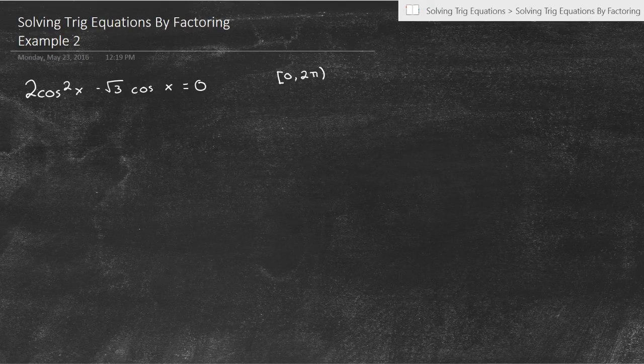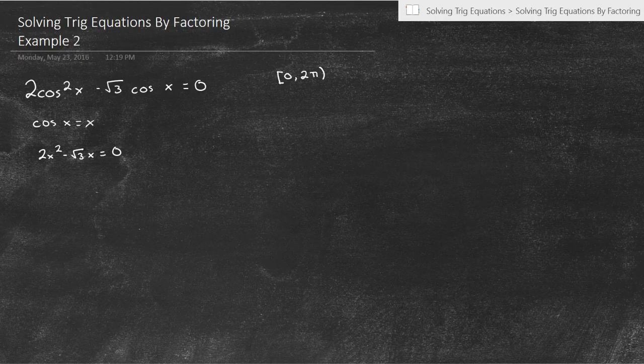Hey, so today we're going to do our second example of solving trig equations by factoring. And in this one, again, what I want to do first is change these cosine x just equal to x so I can see it a little better and understand what I'm working with. That's just a preference here. So we've got 2x squared minus square root 3x equals 0. And okay, that looks a lot less confusing without the cosines for now. We'll bring them back in.